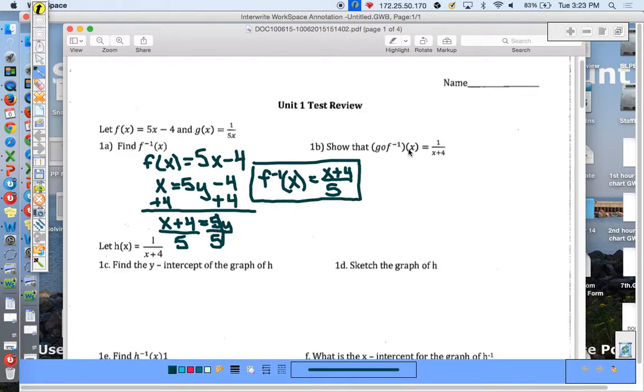Now the second problem here, we have to show a composite, and we're showing that it equals this. So this means we just need to show our work. So we start with g, which is 1 over 5x. We circle that x, and we're going to replace it with our inverse. And our inverse we found in the previous problem. So 5x plus 4 over 5. If we notice 5 over 5 reduces down to 1, so we're left with 1 over x plus 4. And that's all this problem is asking us to do to show us that it's equal to 1 over x plus 4.